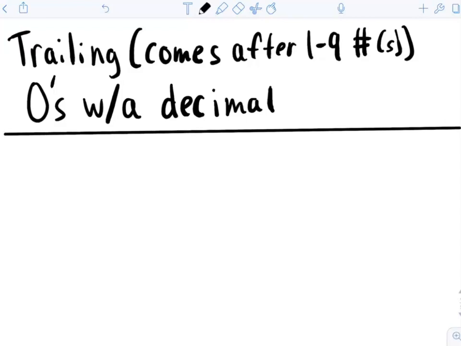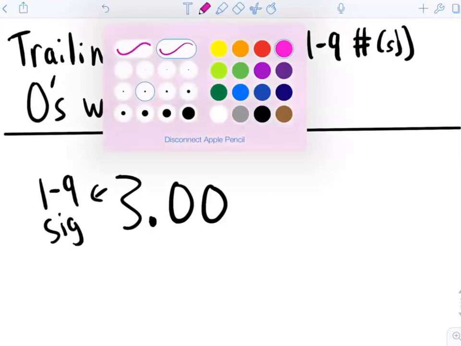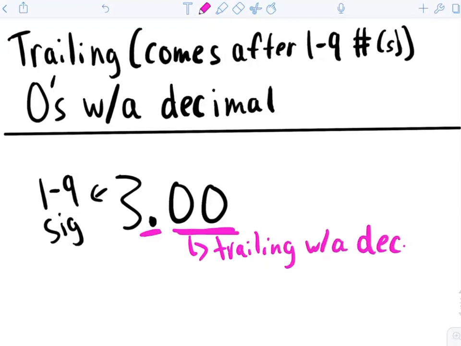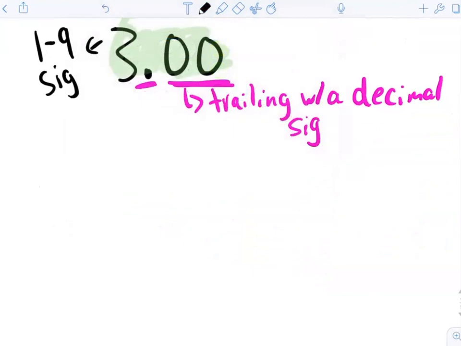Okay, so if I had 3.00, this 3 is a 1 through 9 number, it's significant. Then I first have to note the fact that I have a decimal, and then after that decimal, I have zeros. So we're going to call this trailing with a decimal. And since it's trailing with a decimal, those are going to be significant. So that means that we have 3 sig figs total.